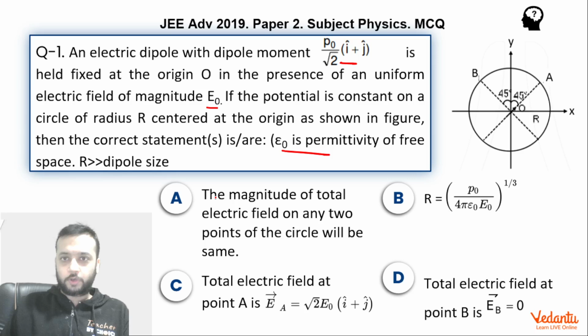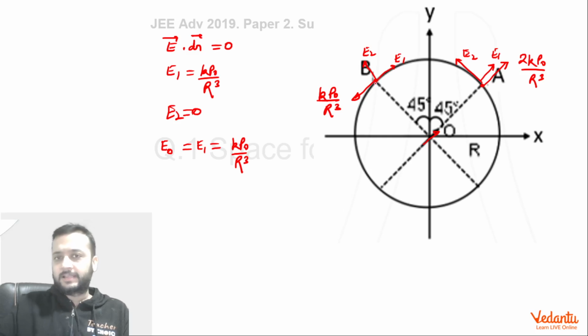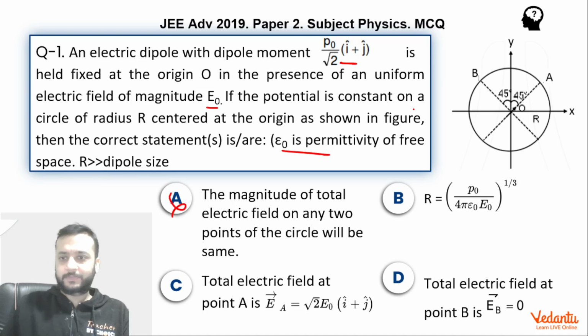Now if you go back to the options, the magnitude of the total electric field at any two points on the circle will be the same. Of course, this is a wrong option, as is clearly visible that at point B electric field is 0, but at point A electric field is existing. So of course it is not right.